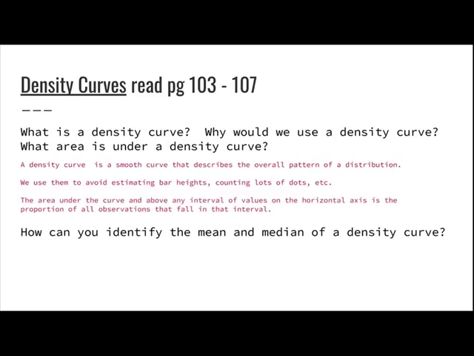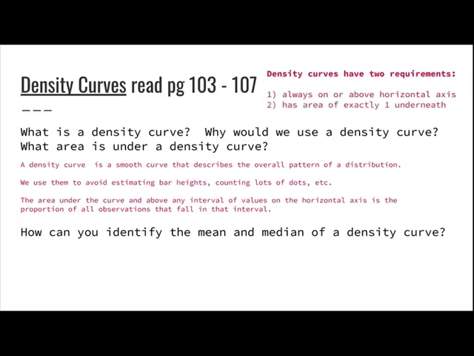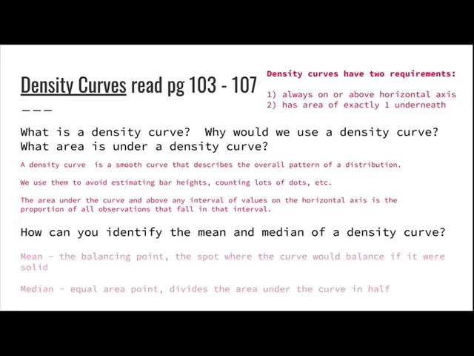And lastly, the area under the curve and above any interval values on the horizontal axis is the proportion of all observations that fall in that interval. So basically, density curves have two requirements. One, they're always on or above the horizontal axis. And two, it has an area of exactly 1 underneath, or think like 100%.